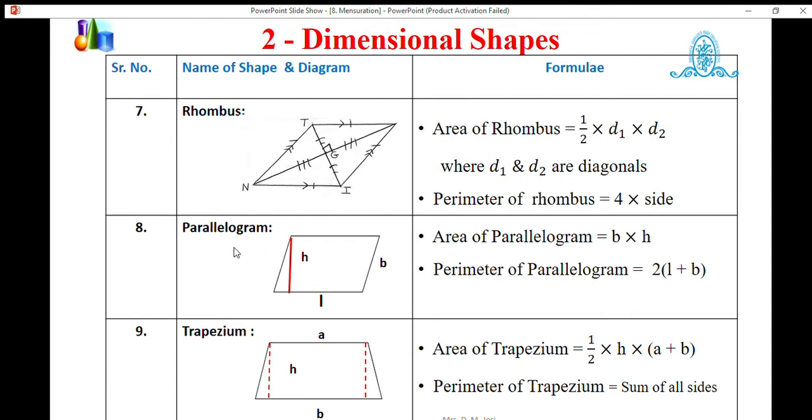Next is the parallelogram. For a parallelogram, the parallel sides are equal. So for the parallelogram area, the formula is base into height.